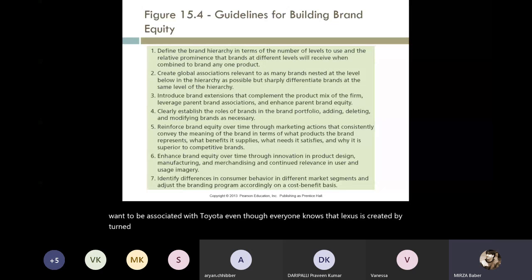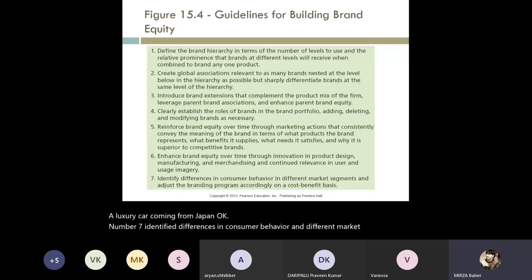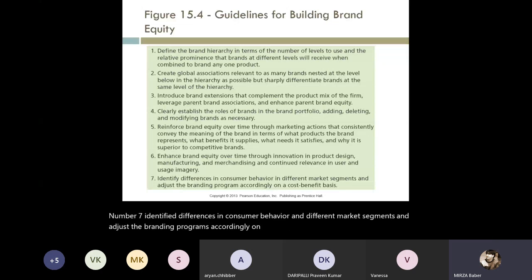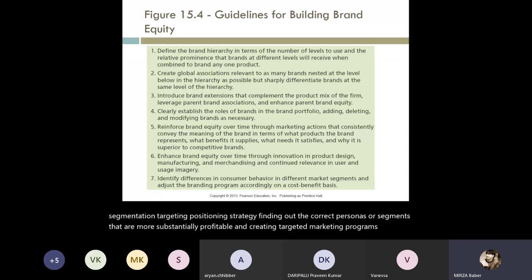Okay. Number 7, identify differences in consumer behavior in different market segments and adjust the branding programs accordingly on cost-benefit basis. This is more of a segmentation, targeting, positioning strategy, finding out the correct personas or segments that are more substantially profitable, and creating targeted marketing programs of products for them. That's basically it. Moving ahead.